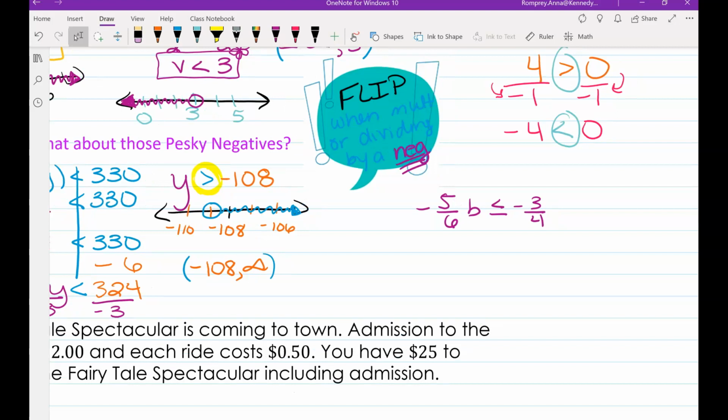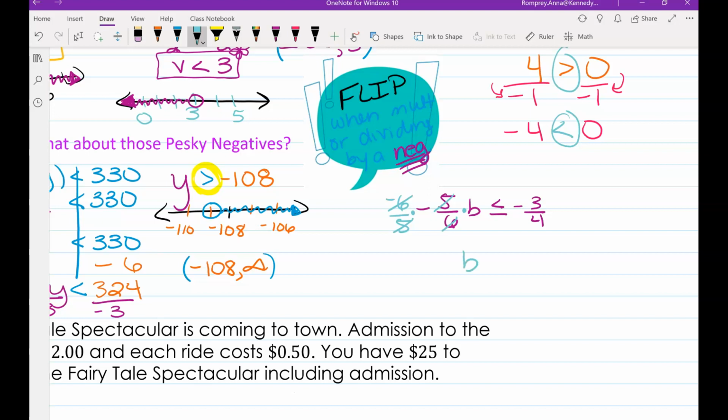Okay, so -5/6 times b is less than or equal to -3/4. Cool beans. So when I look at this, I want to do the inverse operation and divide. If we're dividing both sides by -5/6, that's one option. But when dividing fractions, that gets kind of yucky. So instead of dividing, I can multiply by what? Multiply by the reciprocal. So I'm going to multiply by -6/5, and I can watch my 6's cancel and my 5's cancel.